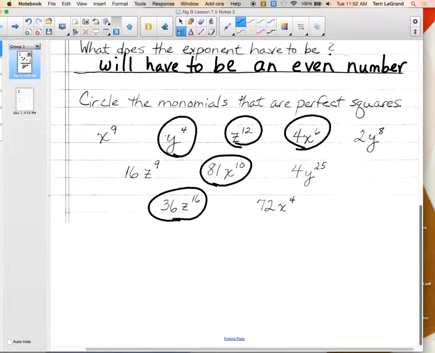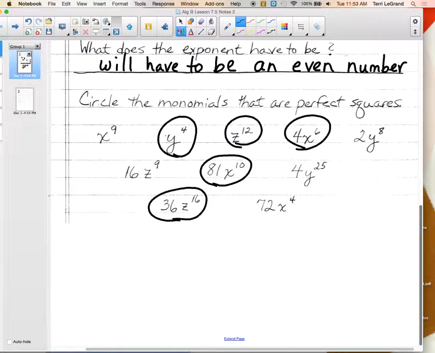It's a little confusing because when we take the square root of a number, we have to look for what times itself gets you there. Here in the variable one, we have to look for what plus itself gets you there. 72x to the 4th, what's wrong with that one?